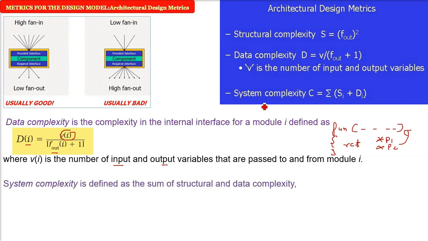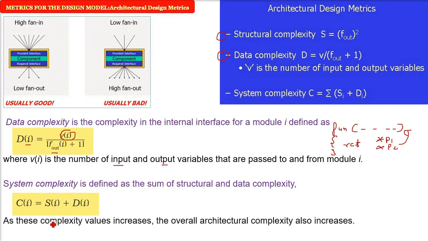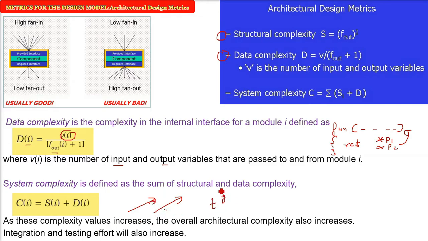Coming to system complexity in the architectural design metrics, just add the structural complexity and the data complexity. This is the system complexity, because we already talked about the fan out and input and output. So all these complexities, the word complex is complex. If the complexity value increases, the overall architecture complexity will increase, and thereby the effort in integration and testing of these modules will increase.